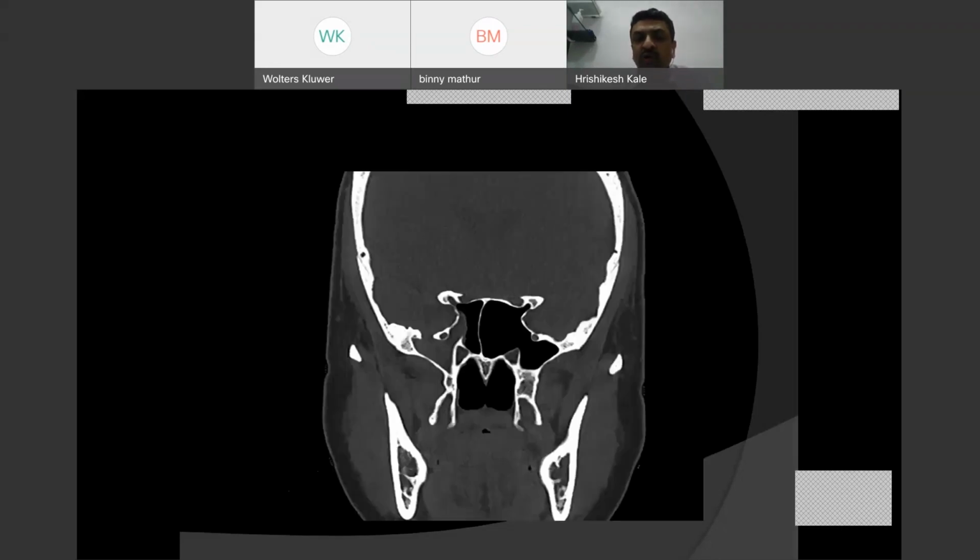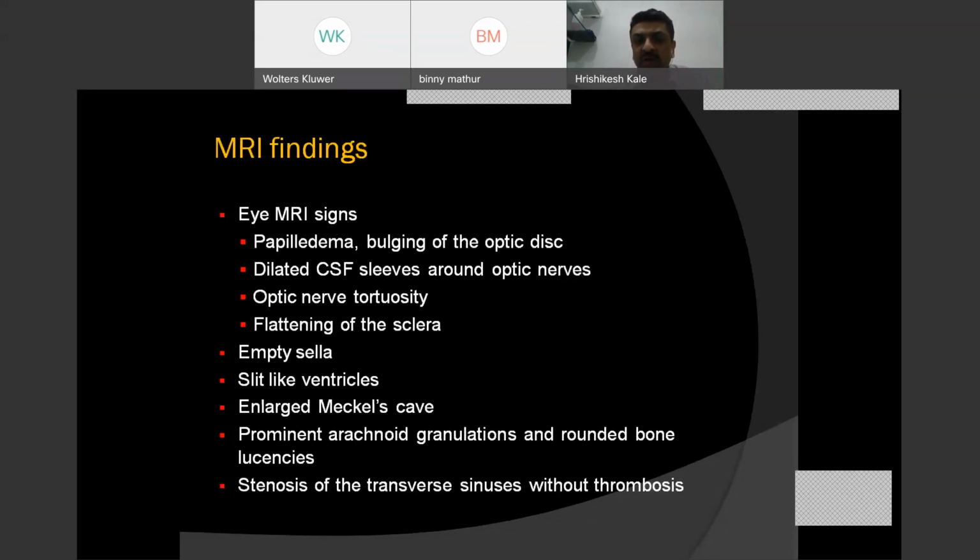So let me just go over the signs one more time. The main signs in idiopathic intracranial hypertension include the eye signs, which are papilledema, dilated CSF sleeves, tortuosity of the optic nerves, and flattening of the sclera, empty sella, enlarged Meckel's cave. Usually the ventricles are slit-like, and prominent arachnoid granulations, which you'll see on CT, and you may have stenosis of the transverse sinuses. If there's presence of thrombosis of the venous sinuses, this does not fit the category of IIH.